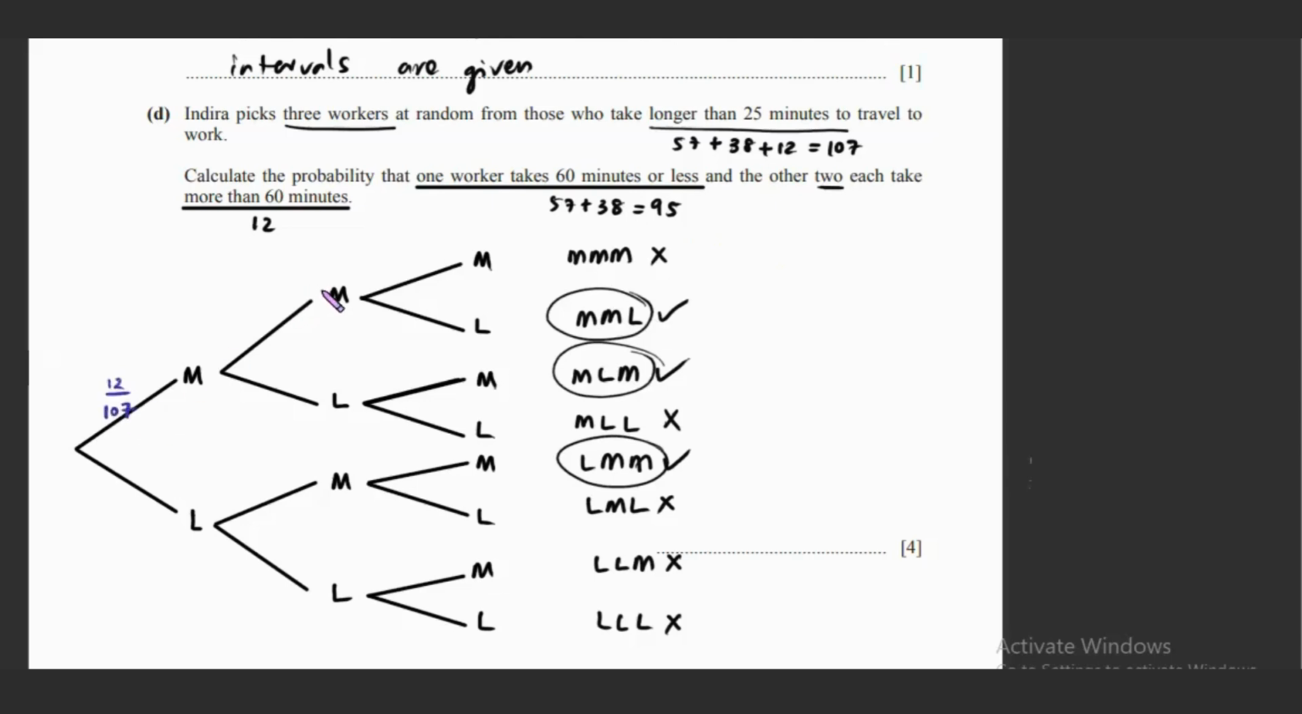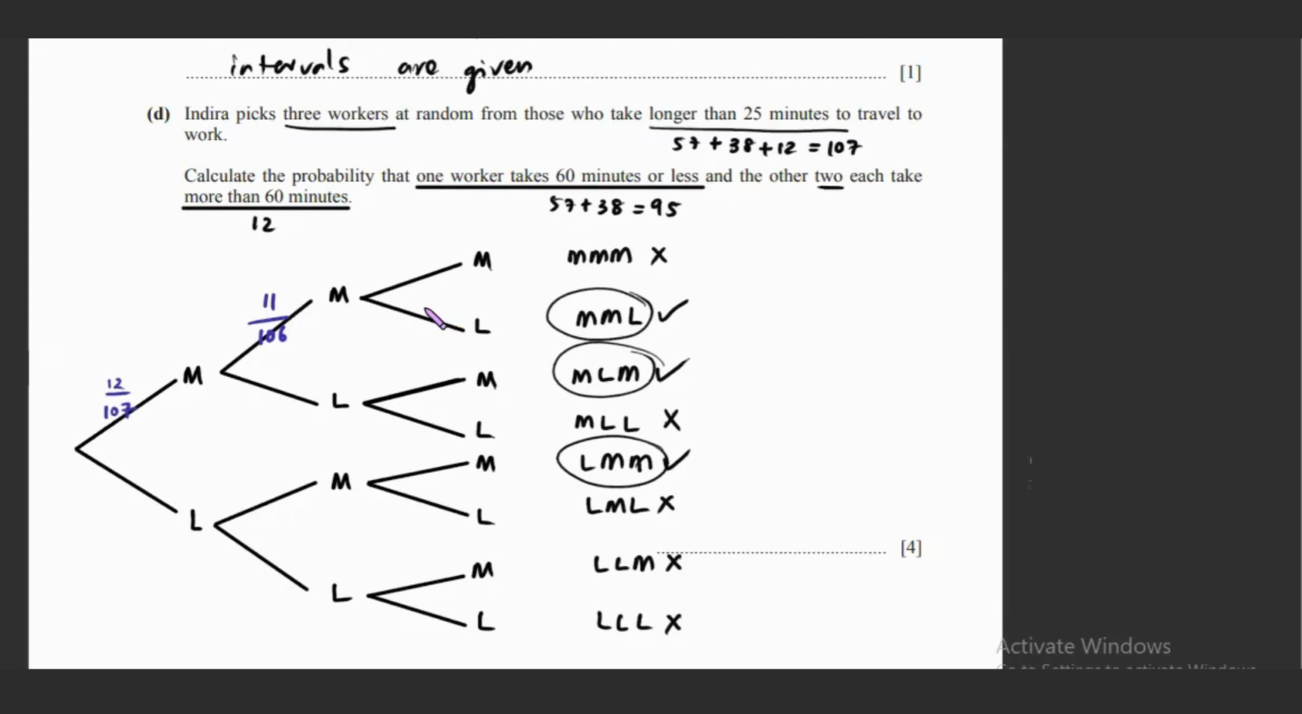That means the next one also being more means now already out of this 107 workers, one of them is selected. That means we will be left with 106 workers. And from that 106, 12 is one person is already picked out of this 12. So there will be 11 of them remaining. So I'm going to put that there. Next, it's going to be L.